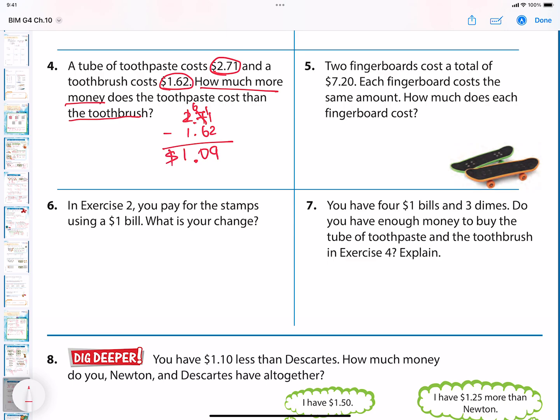$1 bill. All right, so here, number 5. 2 fingerboards cost a total of $7.20. Each fingerboard costs the same amount. How much does this fingerboard cost?